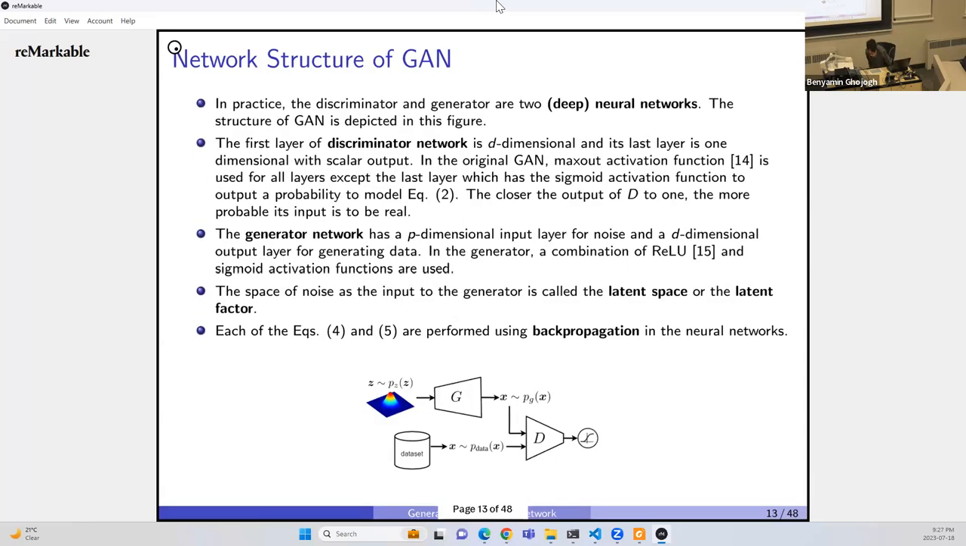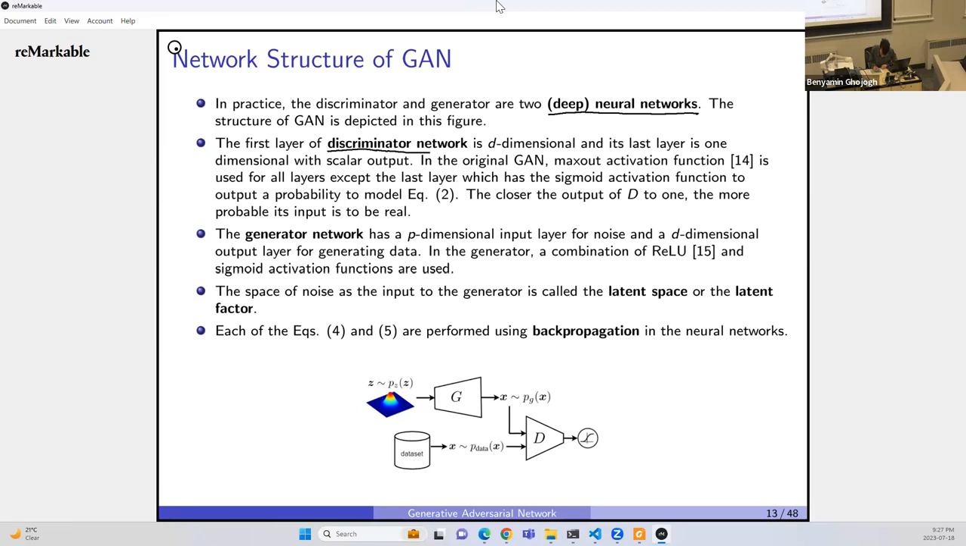In practice, the discriminator and generator are two deep neural networks, right? By the way, who said they should be deep neural networks? It can be any model. It can be just an optimization problem. But now we can use deep neural networks for them.